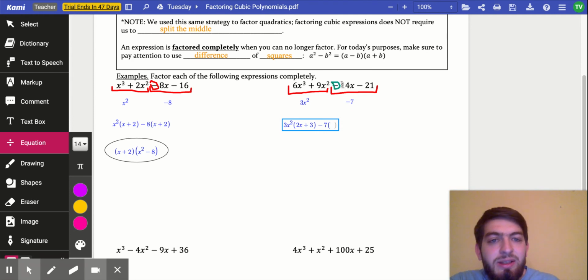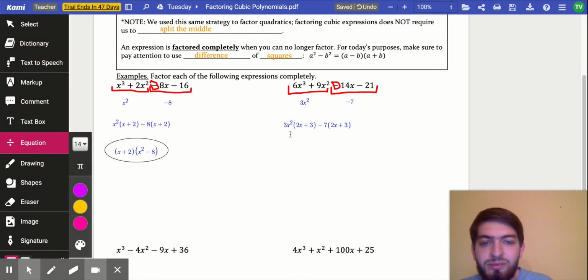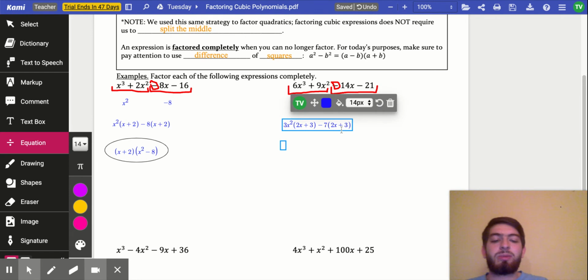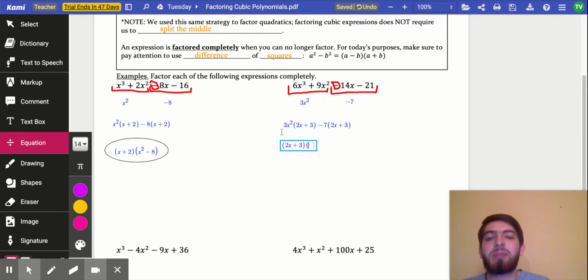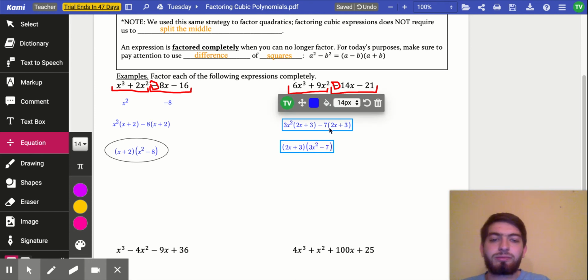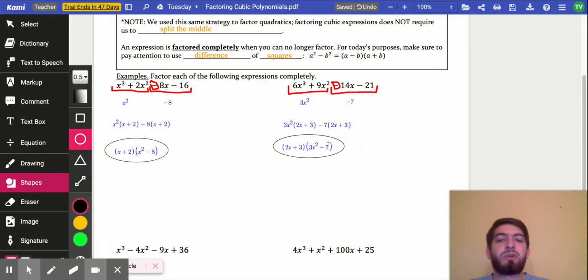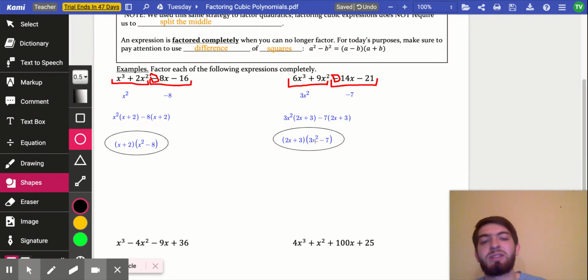and then we divide. Negative 14x divided by negative 7 is 2x. Negative 21 divided by negative 7 is positive 3. We check to make sure that these are exactly the same, 2x plus 3 and 2x plus 3. That allows us to factor it out and be left with 3x squared minus 7. And again, for today, the only thing to look for from here is, can we break down the quadratic factor even more by using difference of squares? But again, we can't here because this is not a perfect square.